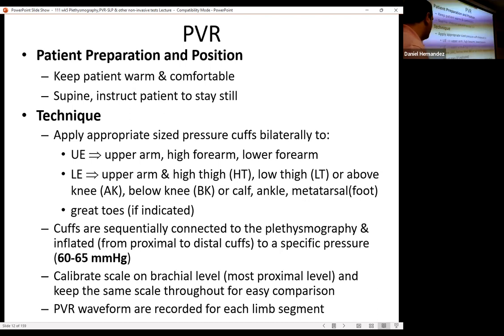We calibrate the scale on the brachial level, and then keep that scale throughout the remainder of the exam for easy comparison. We want to try and record our PVR waveforms for each limb segment. Just remember, this is very sensitive to motion, so this is the one where we have to tell them to stay still, keep calm, relax as much as you can.